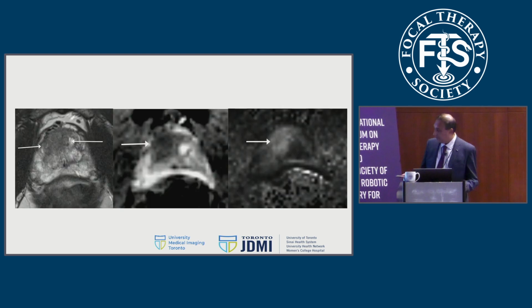And again, a score of 5 is when it's really dark on the ADC map, and hyperintense on the high B value. And if it has invasive behavior, is it extending from the peripheral zone to the transition or transition to the peripheral zone, or if it has extracapsular extension.